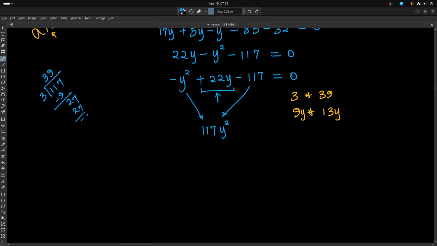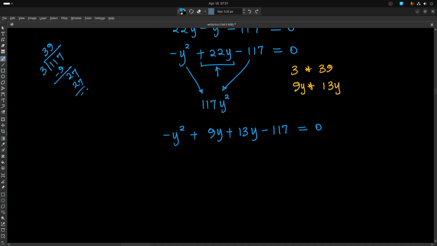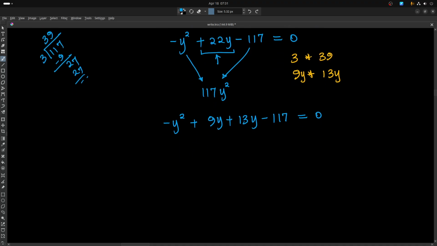So now this means our center term is going to be 9y plus 13y. And then to its right, we have minus 117. To its left, we have negative y squared, then plus, and then this is all equals to 0. At this point, let's take these terms in pairs. So this is the first pair and this is the second pair.